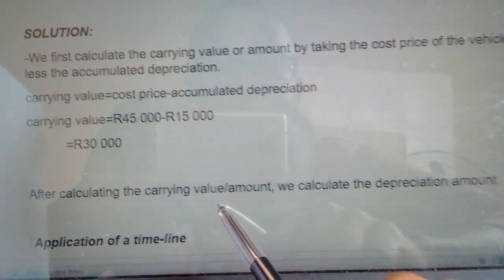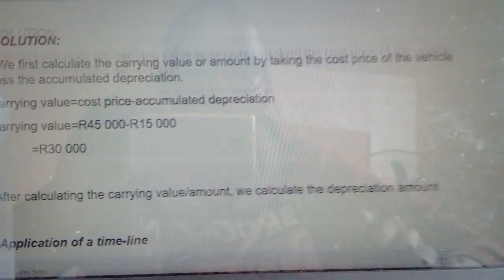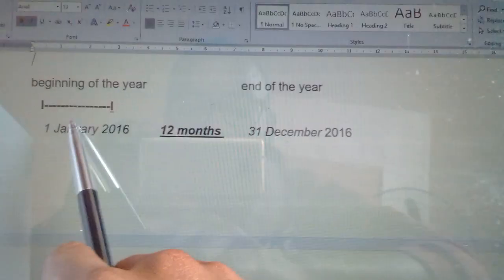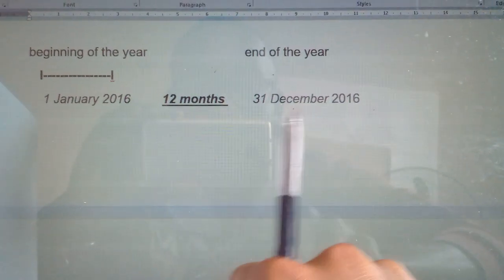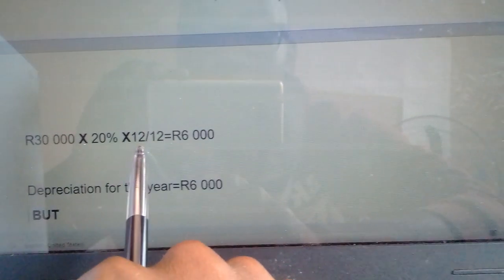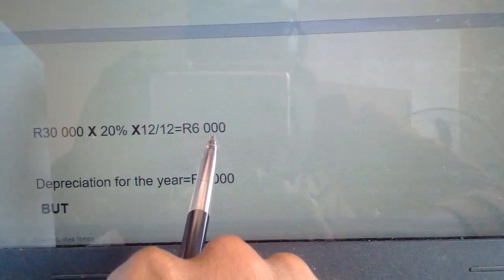After calculating the carrying value or carrying amount, we calculate the depreciation amount by applying the timeline. Please use the timeline. You will have the beginning of the year, and this asset has spent 12 months inside the business, and the end of the year, which is 31 December 2016. So the carrying value is 30,000 multiplied by 20%, the depreciation rate, multiplied by 12 over 12, because the asset has spent 12 months inside the business. It means depreciation will be 6,000.